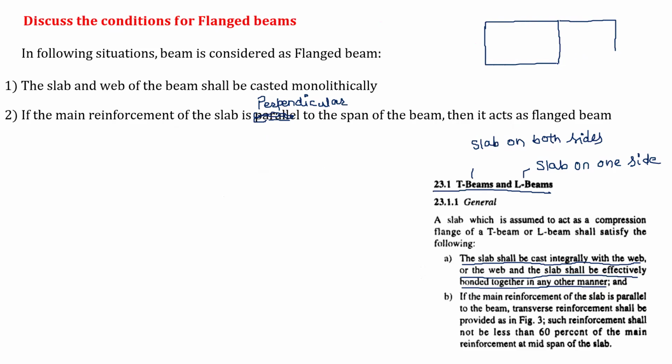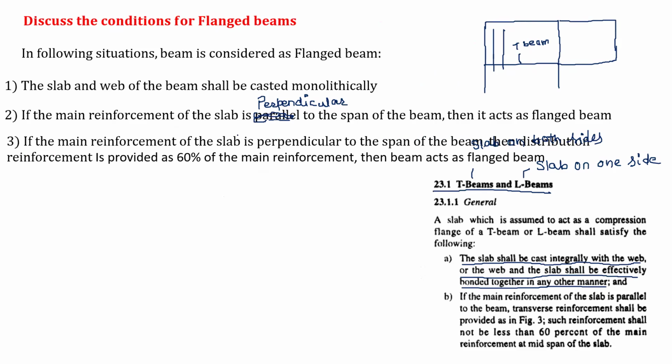And it will continue here. Now my main reinforcement, as it is a one-way slab, will be in this fashion. Now this is perpendicular to this beam, so this will act as a T beam because we have slab on both sides, and my main reinforcement is perpendicular.